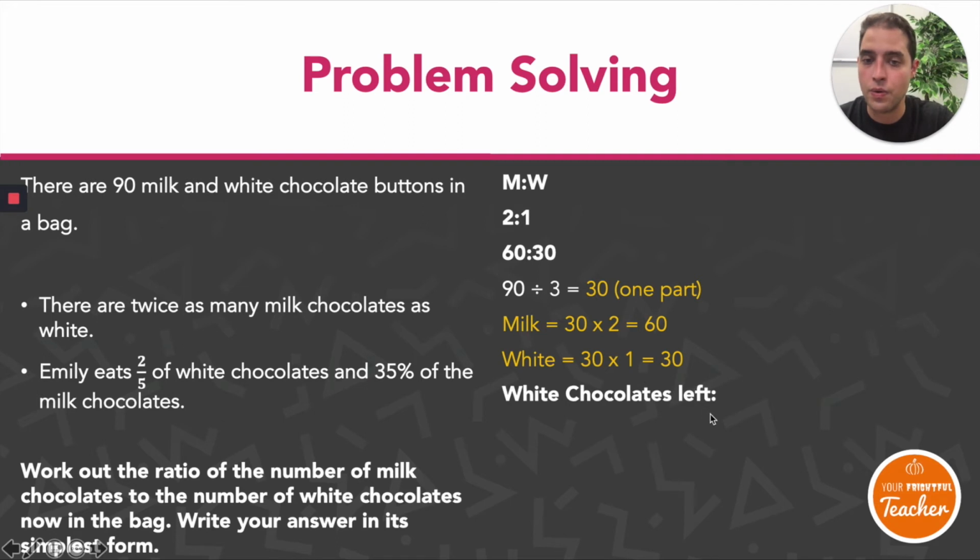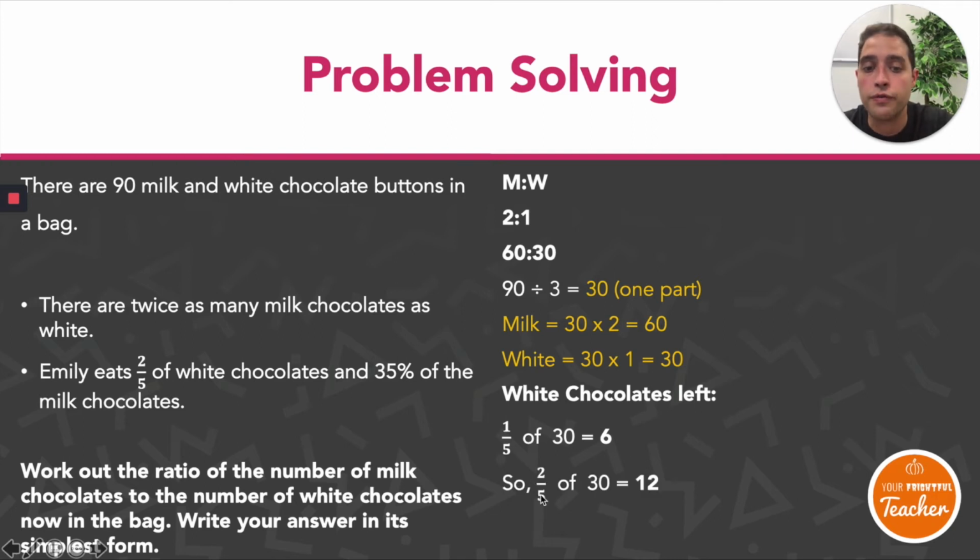Okay, so now we need to figure out how many white chocolates are left. So Emily eats 2/5 of the white chocolates and 35% of the milk chocolates. So let's work it out. We need to figure out 1/5. So 1/5 of 30 is 6. I got the value of those white chocolates, which was 30. There was only a total of 30 there. Divided it by the bottom number of the fraction, gives me 6. So 1/5 of 30 is 6.